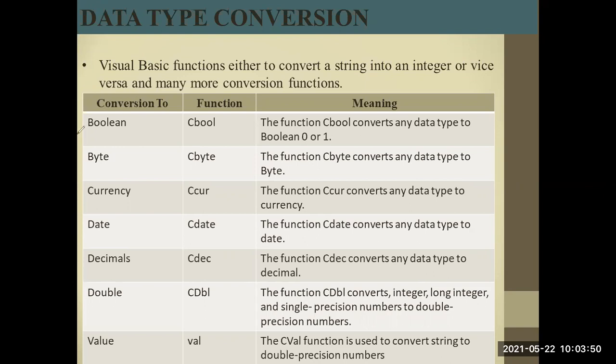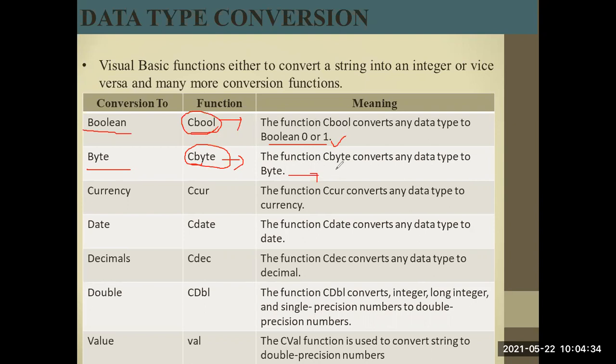Suppose you want to convert to a Boolean type, the function name is CBOOL. The function will convert any data type to 0 and 1. That means if I want to convert any data type to Boolean type, I will use the function CBOOL. Similarly, for conversion to byte, I will use the CBYTE function. The function will convert any data type to byte format.